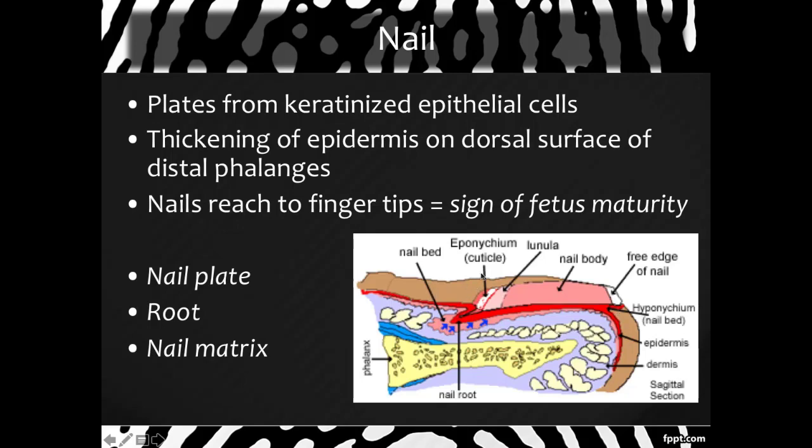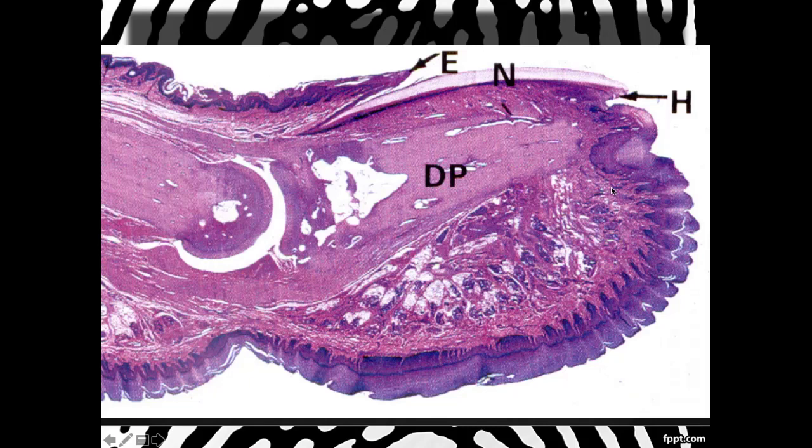This part is called the eponychium, which is the fold of the epidermis on the surface of the nail root, and the hyponychium, which is a thickening of epidermis under the free edge of the nail, like that. So the nail, you can see here, keratinocytes, which are filled with hard keratin, growing from the nail bed toward the free edge of the nail.